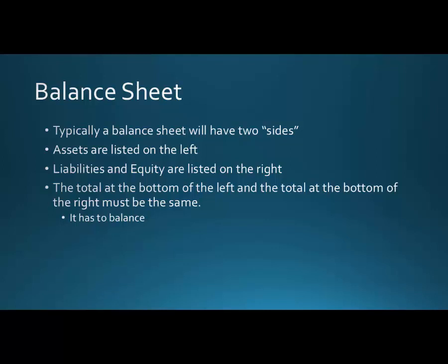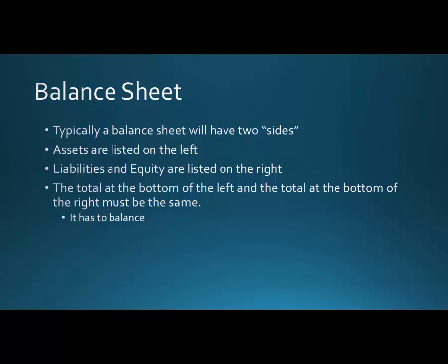And at the bottom of both of these chunks is going to be a total, because these things are numbers, right? You're going to list a type of asset and a dollar value associated with it. You're going to list a type of liability and the dollar value associated with it. And when you total up the left side and the right side of this balance sheet, or the asset chunk and then the liability and equity chunk, the numbers at the bottom have to be the same. That's what we mean when we say a balance sheet has to balance. So if your assets are not equal to your liabilities plus your equity, then your balance sheet doesn't balance and something's wrong with this formula.